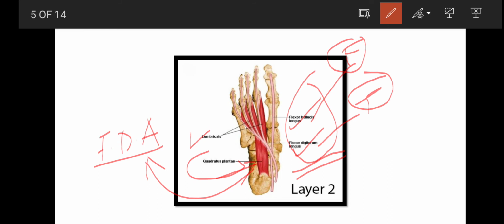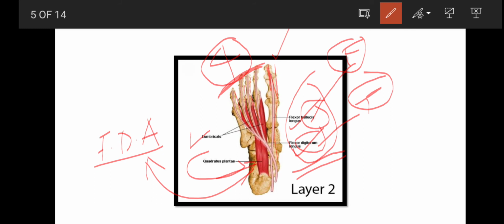Flexor digitorum longus, we have the term digitorum here. Digitorum longus divides into 4 tendons towards the lateral 4 toes. It inserts till the distal phalanx. Now another muscle is flexor hallucis longus. As we all know, it takes its origin from the lower 3/4 posterior surface of the fibula, and this muscle inserts towards, obviously the name hallucis is there, the base of the distal phalanx of the big toe.